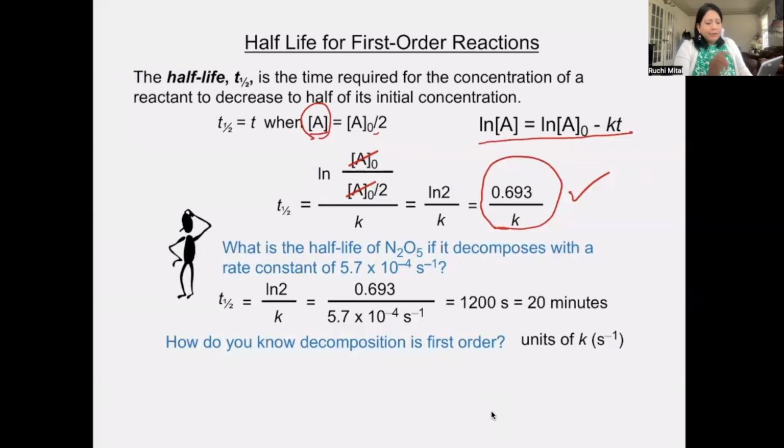How do you know the decomposition is first order? Because they gave you the rate constant, and this is the unit, right? So based on the unit, remember I told you, you have to know the unit for the rate constant, and the unit of the rate constant changes based on the order of the reaction. As a result, you knew that this was the equation that you are using.